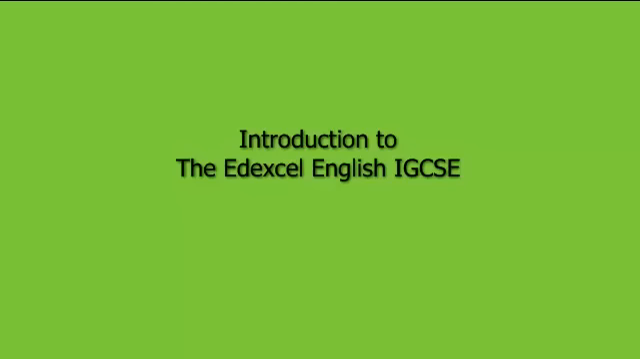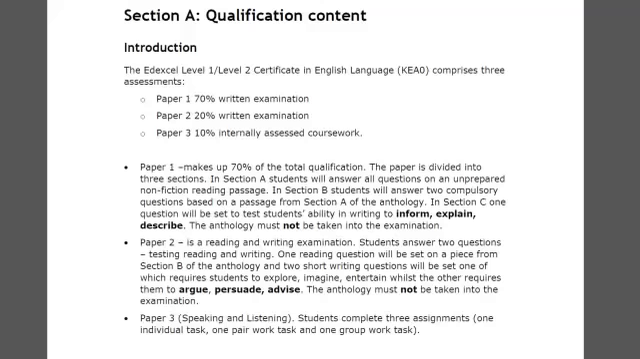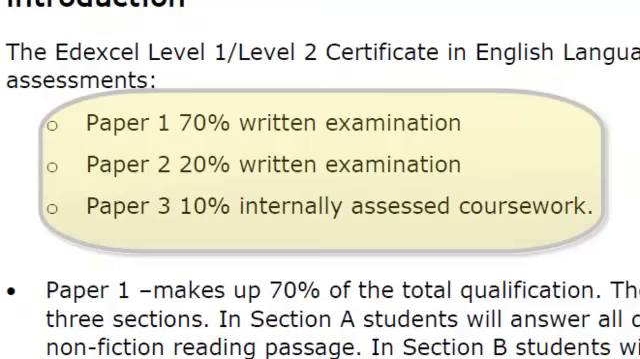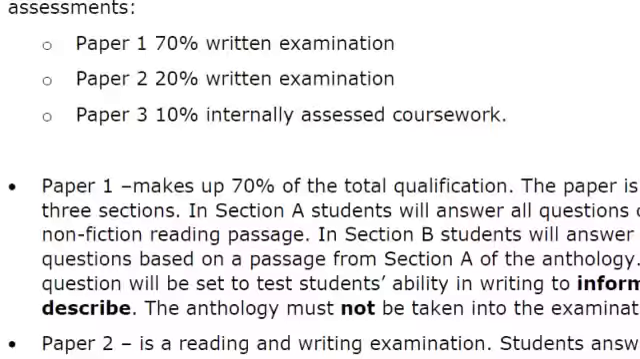Hi, this is just a brief introduction to the Edexcel English IGCSE. I'm just going to have a look at different aspects of the exam. Now you can see that the exam is divided into three sections. The first paper, a written examination, the second paper, a written examination, and then some coursework.